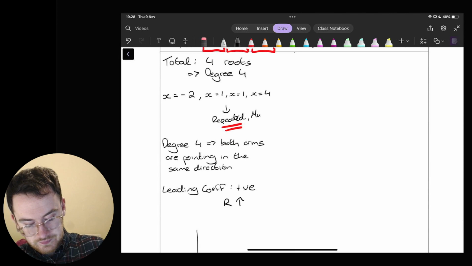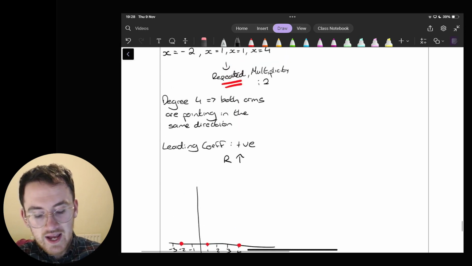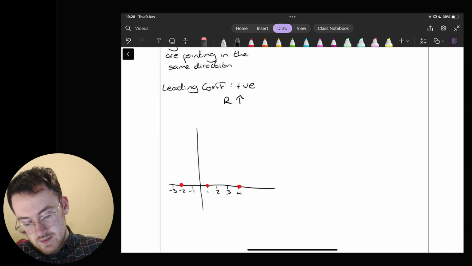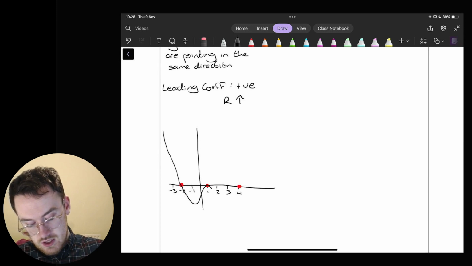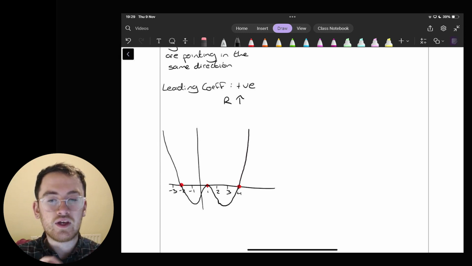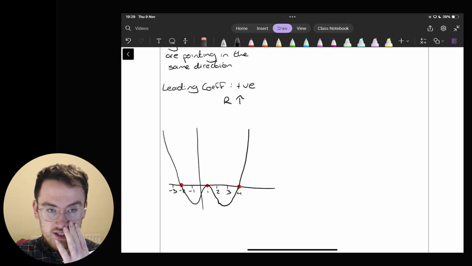So that means it's only going to touch the x-axis at that point. I know that both arms are pointing in the same direction and they're both pointing up, so that tells me that my graph starts up, goes down through my root of -2, goes up to my 1, goes back down again, and goes up through 4. So I end up with a nice sketch of a graph. Obviously, as I say, it is just a sketch. We haven't even filled in any y values here at all.